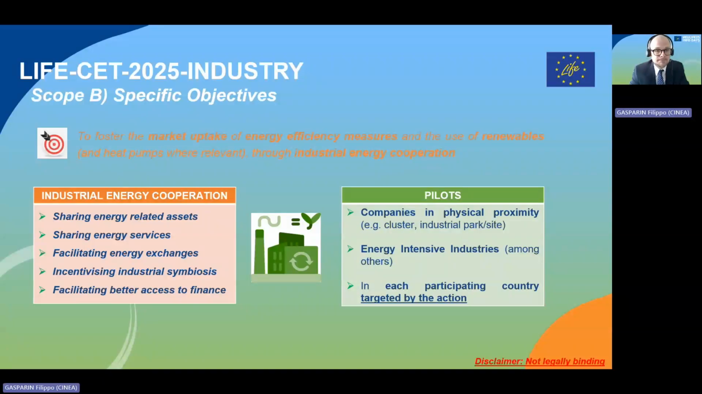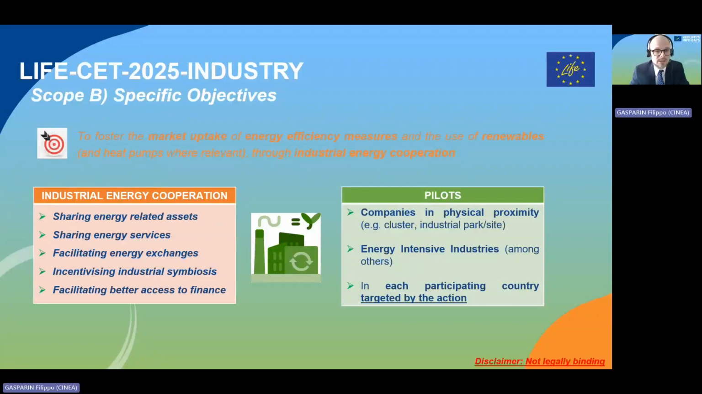But we also mean companies that are sharing energy services, such as energy management systems, energy audits, or even demand response services. Indeed, a core element of this industrial energy cooperation is the exchange of energy among companies, but also promoting industrial symbiosis, which means cooperation between the public and private sector, going beyond the industrial compound, for instance, when it comes to the reuse of industrial waste heat.